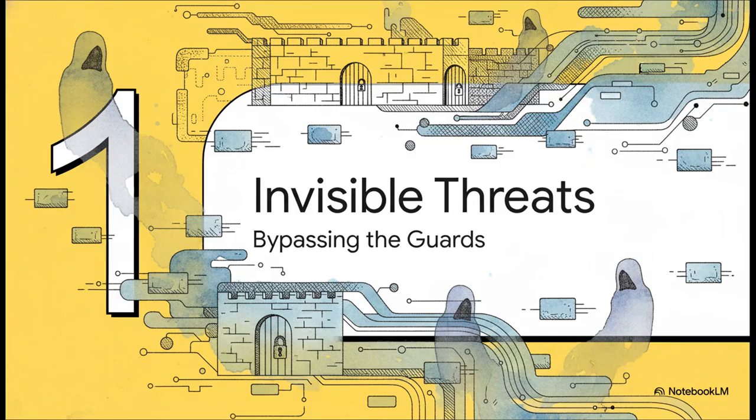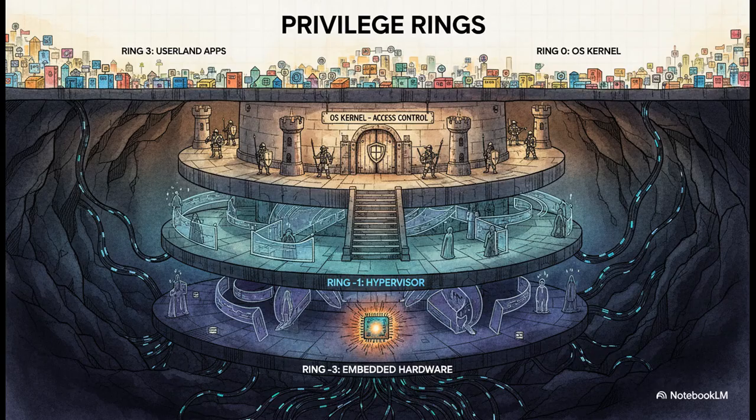Section 1. The Invisible Digital Threats. To really understand how deep this goes, we have to talk about privilege rings. You're probably familiar with this. Your apps run at ring 3, your OS kernel runs at ring 0, and hypervisors, the software managing your virtual machines, run at ring -1.